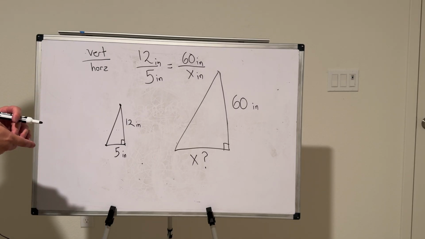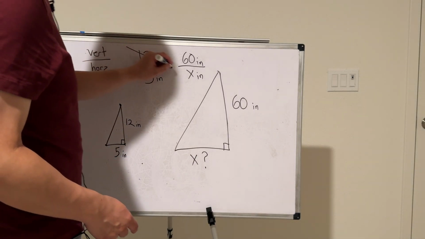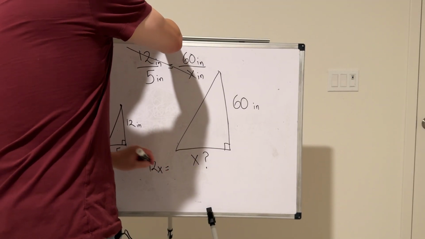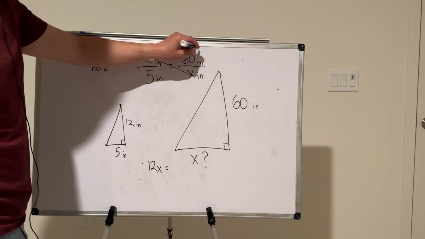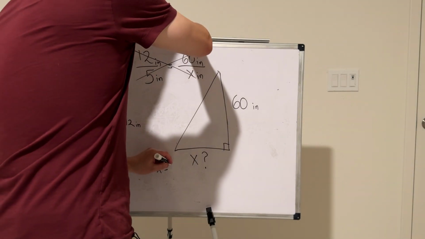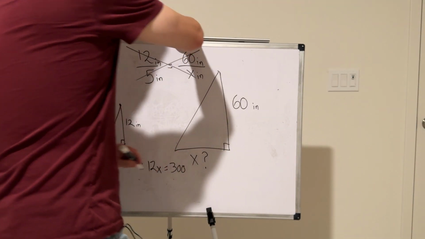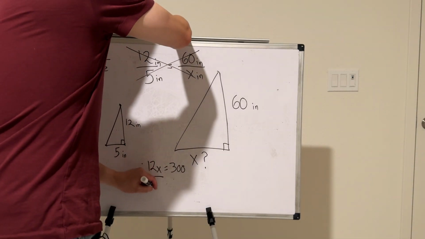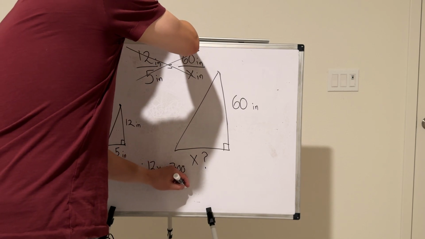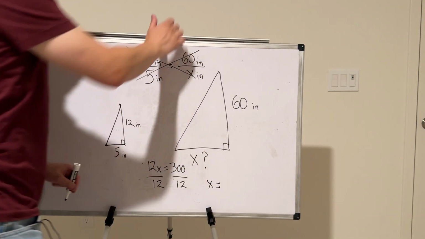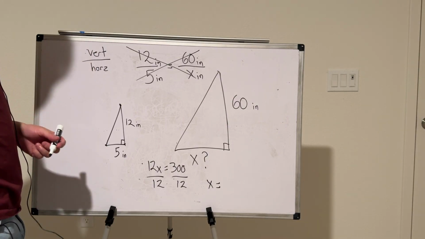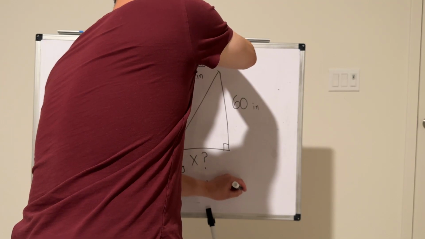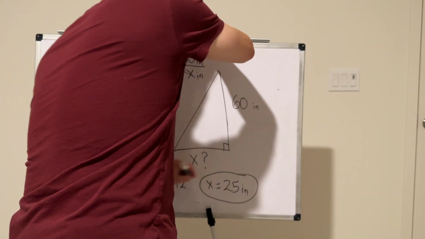And now I can do a little bit of multiplication. 12 times x, there's my cross multiplication. And then I've got a 5 times 60. That's my 300. And if I divide both sides by 12, and I pop this into a calculator, my final answer should be 25. And this is going to be in inches.